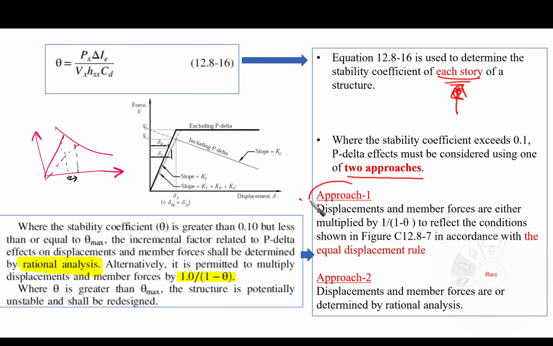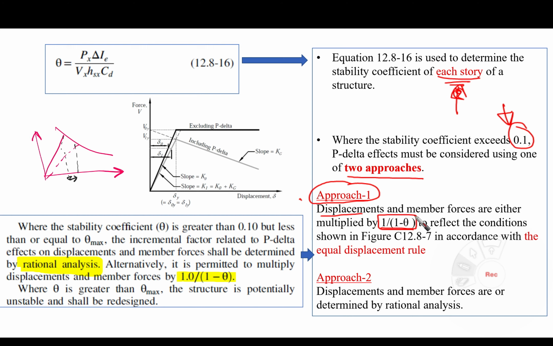Approach number one. So now if we already have this P-delta larger than 0.1, what should we do in this case? We have two approaches. The first approach is that the displacements and member forces are going to be multiplied by 1 over 1 minus theta, which is larger than 1, to reflect the conditions shown in this figure. Because we want what? We want to increase the stiffness and the strength.